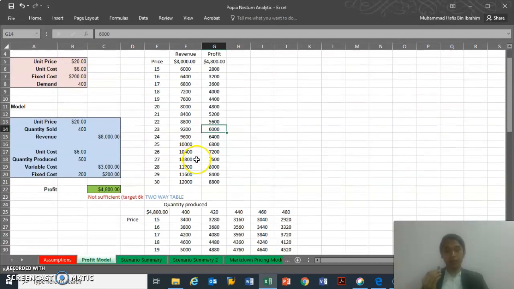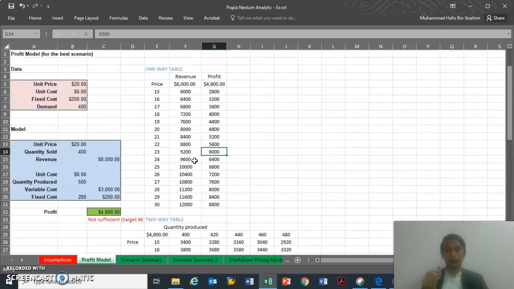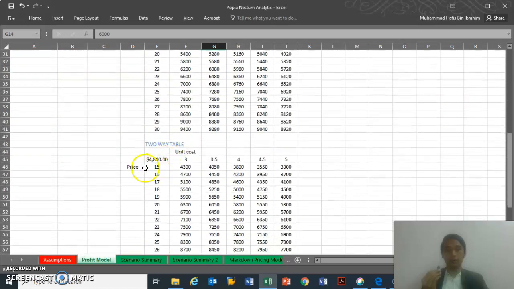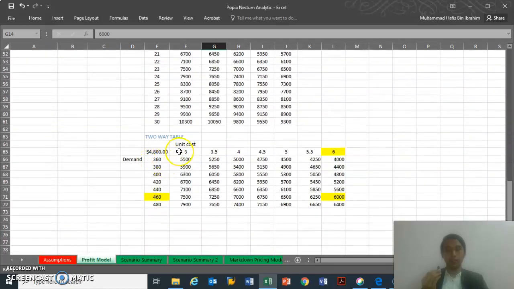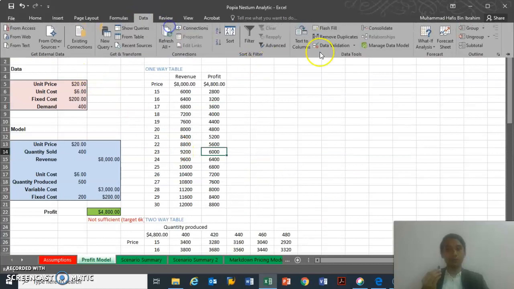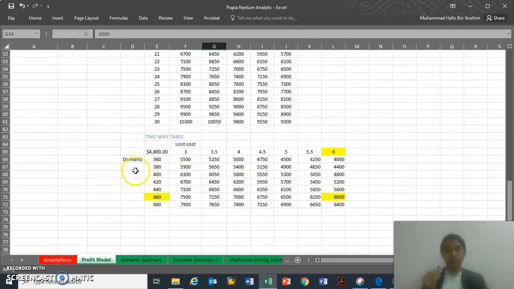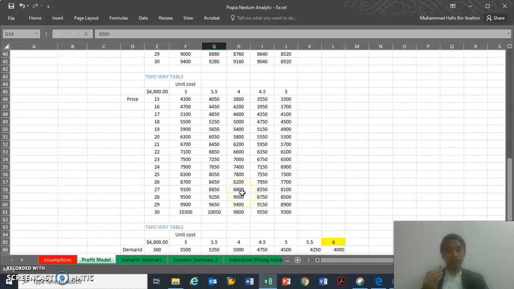So I have tested price, my price and quantity produced, my price and unit cost, my demand and unit cost using what-if analysis data table, and I choose to change my demand from 400 units to 460 units at the same unit cost to get 6,000 ringgit.